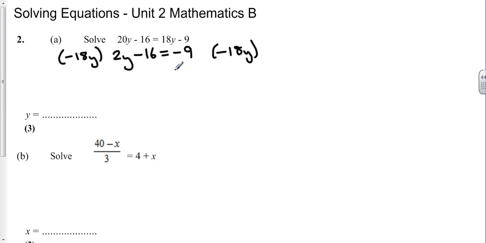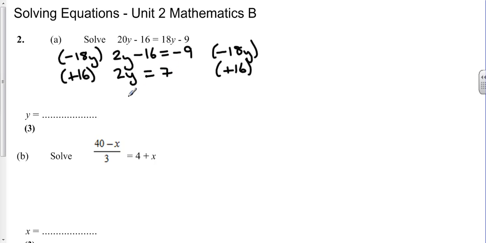Now we've got to deal with the numbers. We've got all our y's on the left-hand side, but there's some numbers on the left-hand side too. Actually minus 16. So to change that, we're going to add 16 to both sides. Adding 16 to both sides will get rid of the minus 16. And if we add 16 to the right-hand side, we're going to end up with whatever 16 added on to minus 9 is, which is 7.